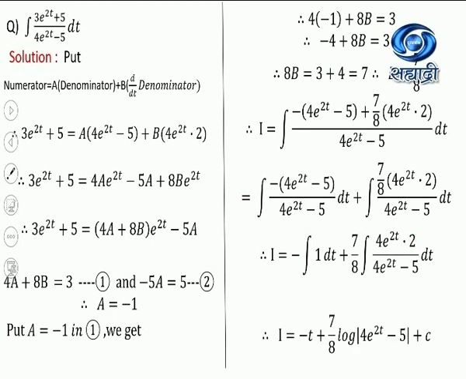So we are going to use the corollary: integration of f dash of x upon f of x dx is equal to log mod f of x plus c. So integration of this is t, and this by the corollary we get -t + 7 by 8 log mod 4e^(2t) - 5 plus c. And this is your final answer.